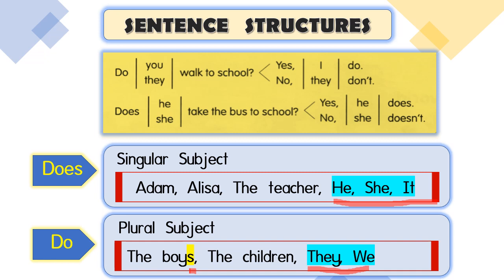So what about I and you? Is it do or does? Bear in mind that you must use do for you and I. That's the rule. You just have to follow it.